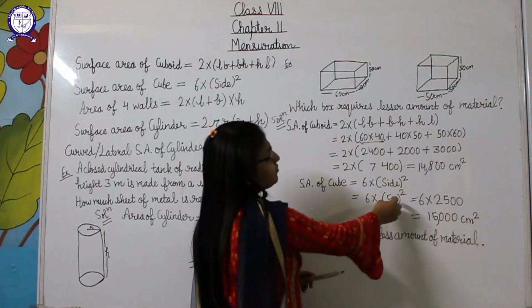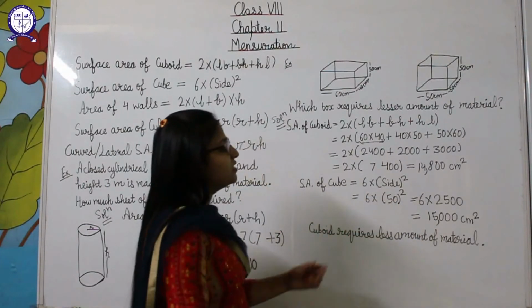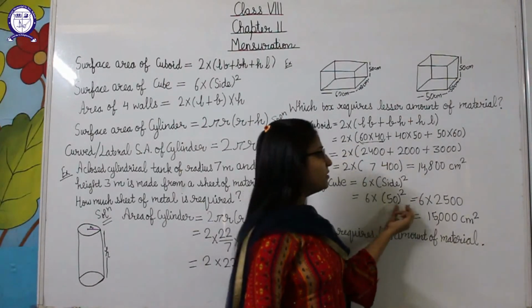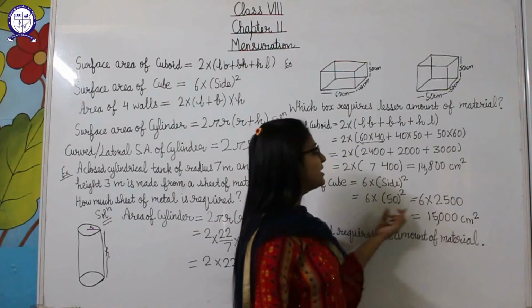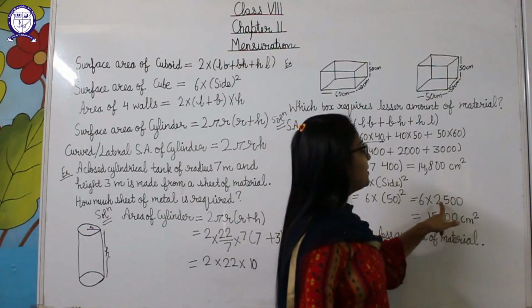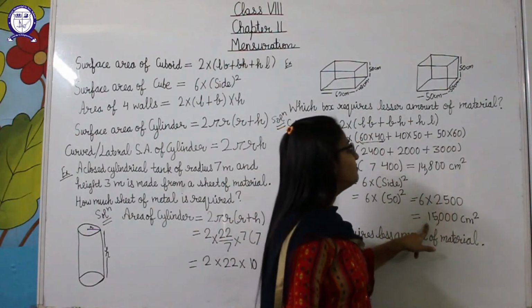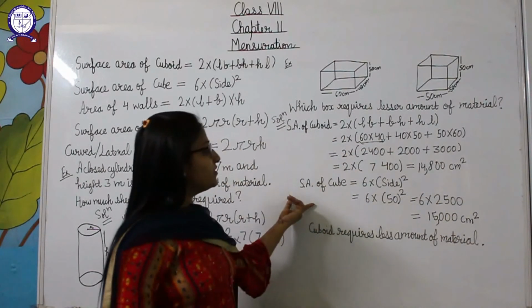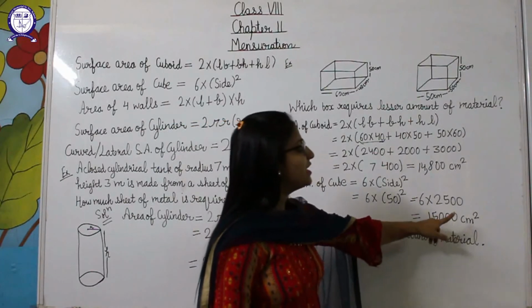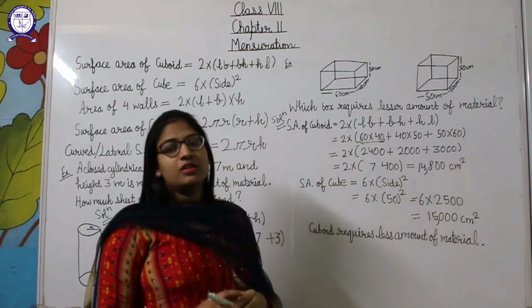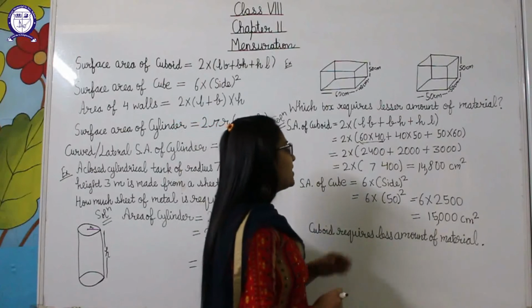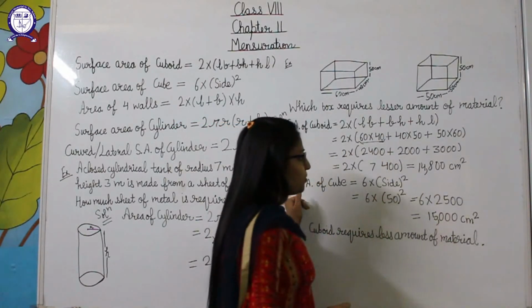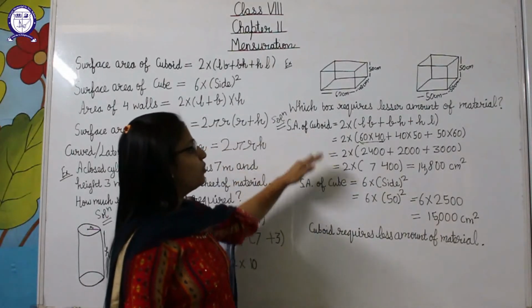Now again we will solve the bracket first. It means we have to find out the square of 50. So square of 50 will be 2500, and we will multiply it with 6. So 6 multiplied 2500 will be 15,000 centimeter square. So what we get, the surface area of cube is 15,000 centimeter square. It means how much material is required to make the cube? 15,000 centimeter square.